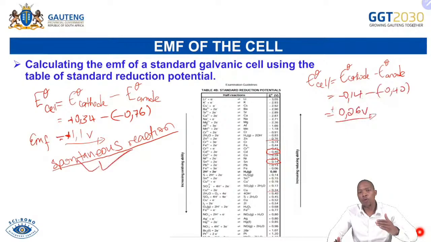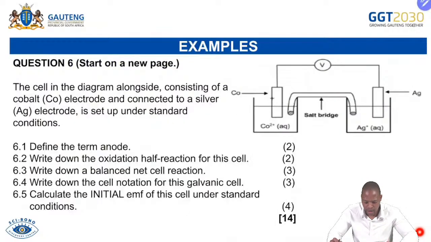Okay, so we've looked at writing the cell notation, we've looked at calculating the EMF, we've actually even looked at writing the net reaction and writing the half reactions. We have covered a lot of bases here, grade 12. So what I want us to do is just quickly run through an example question where we look at how they actually ask these questions and how we are expected to answer them.